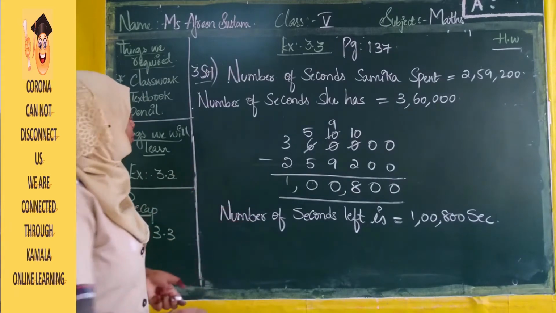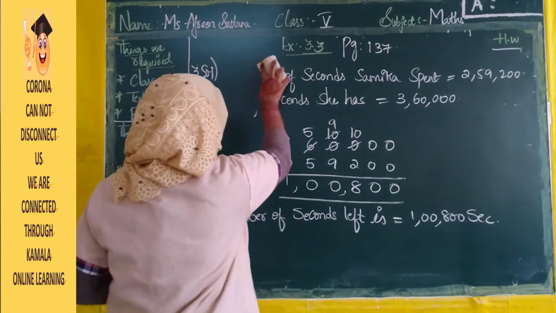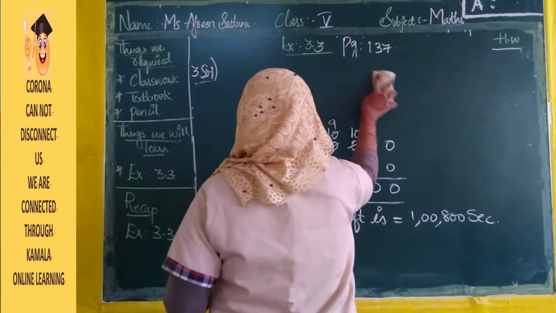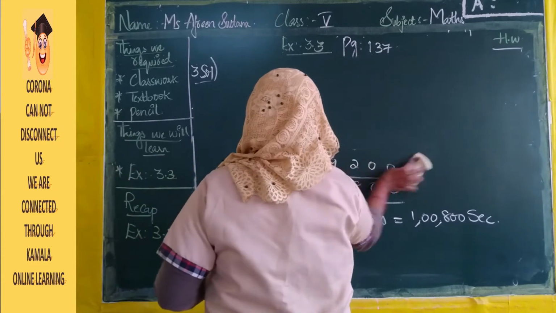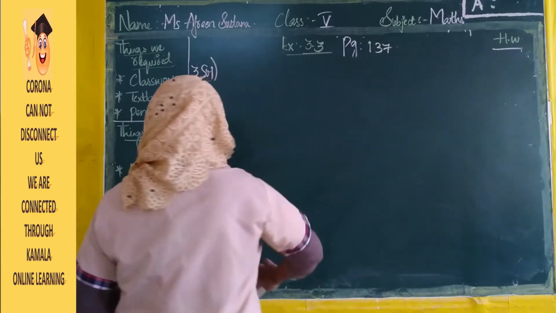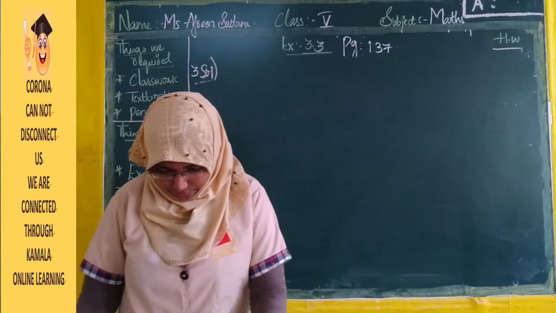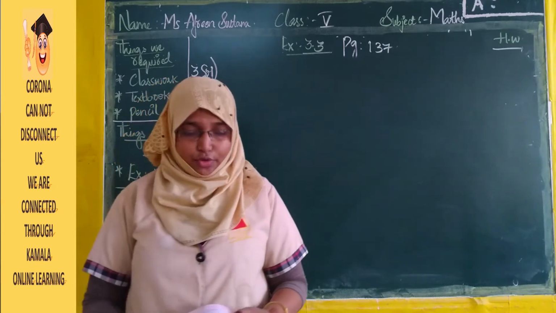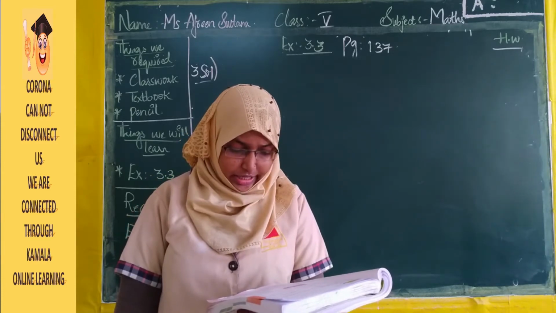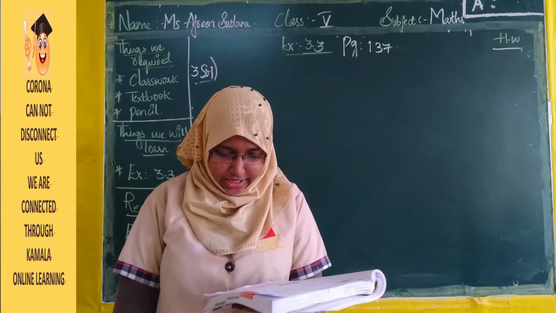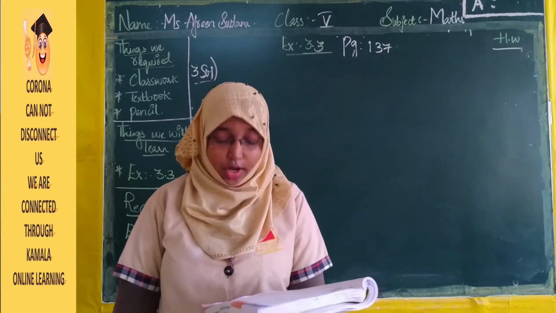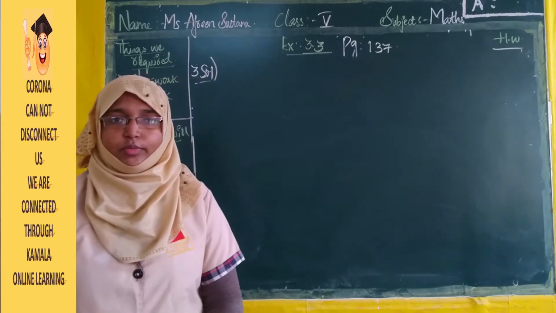So I hope you have written. Let us move to the next fourth one. Okay. See what is the fourth one? A dam pumped 1,42,39,053 gallons of water in May. It pumped 18,46,190 gallons in June. How much water is pumped in all these 2 months? In all. In all means we will do addition.